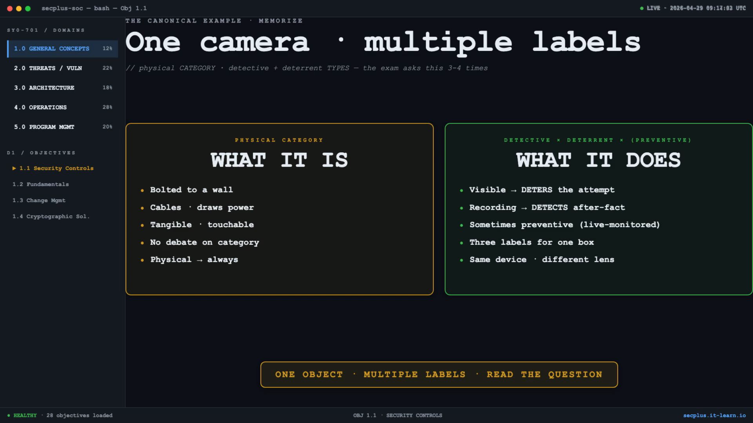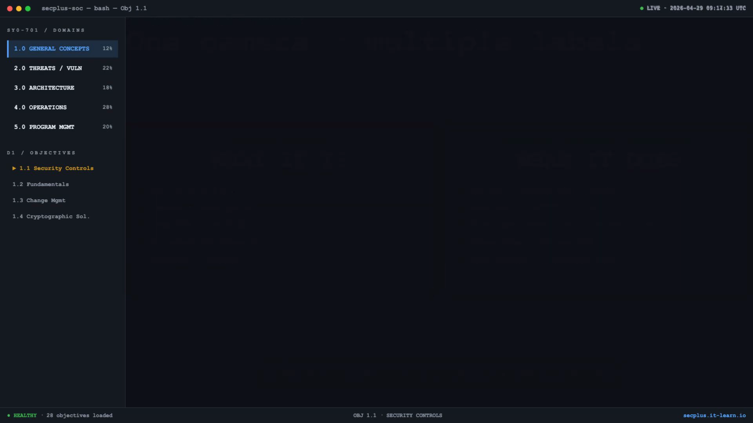The exam will hand you the camera question in some form 3 or 4 times during your 85-question test, dressed up differently each time. Get the camera right and a chunk of the exam falls into place. Let's walk the 4 categories.